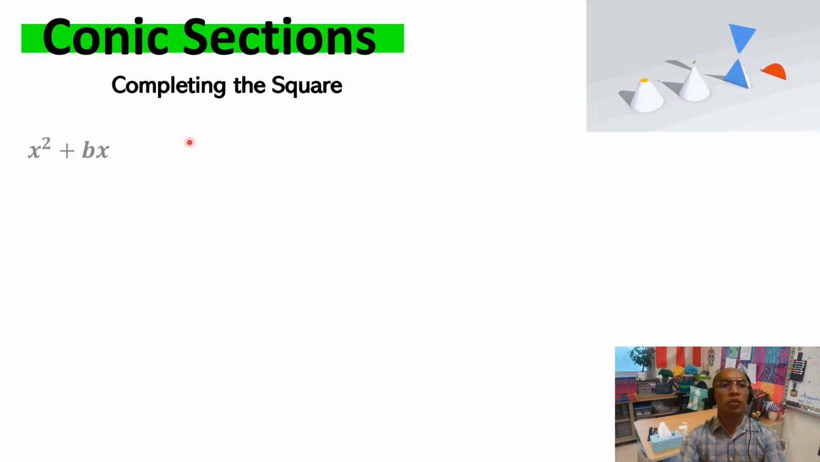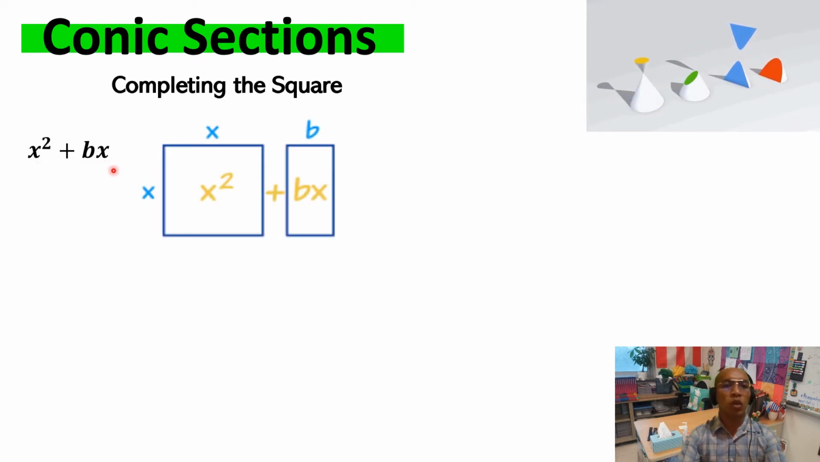In completing the square, suppose we have the expression x squared plus bx. Our goal is to find a constant that we are going to add to this expression such that it becomes a perfect square trinomial. Suppose we model x squared as a square whose side is x. To find the area of the square, we just square the side. So this is the representation of this expression.